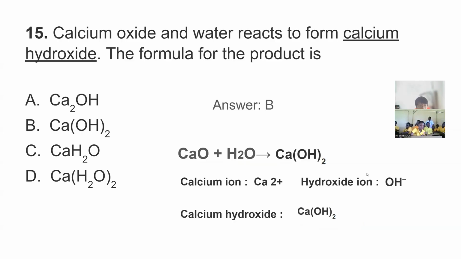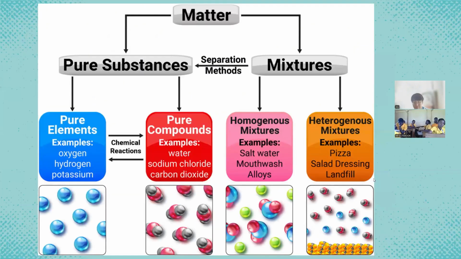So I hope this makes sense for everyone. I know ionic compounds can be quite confusing, but I hope you understand what an ion is, and what cations and anions are. Since today is the last day of chemistry, I wanted to cover a little bit more. This will be pretty short. All of these are reviews.